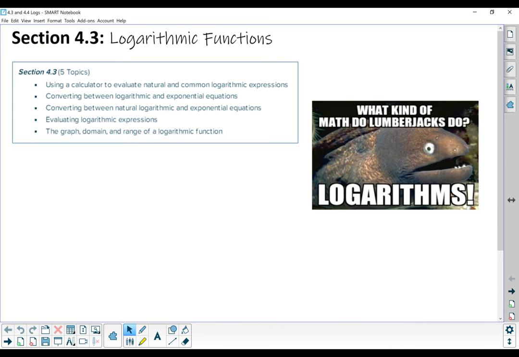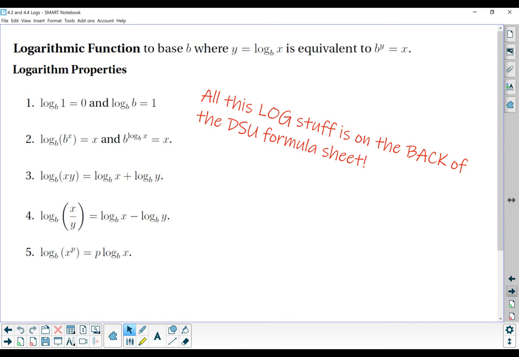Hello, Math 1050. This is section 4.3, talking about logarithmic functions. There are 5 topics in this section, starting just with your formula sheet really quick. All this log stuff is on the back of the DSU formula sheet.